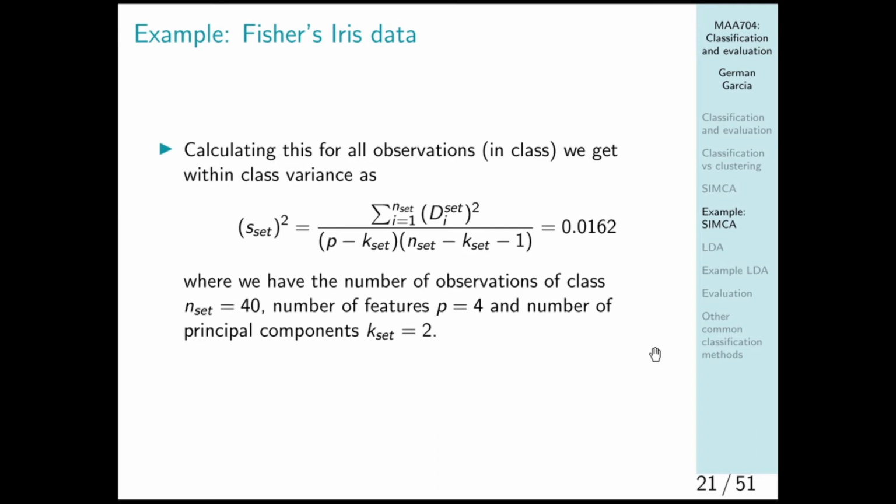Now, if we proceed for all observations within the class, then the within-class variance can be found by solving this equation as 0.0162, where we have to take account of the details here. The number of observations n set is 40, the number of features is 4, and the number of principal components is 2.